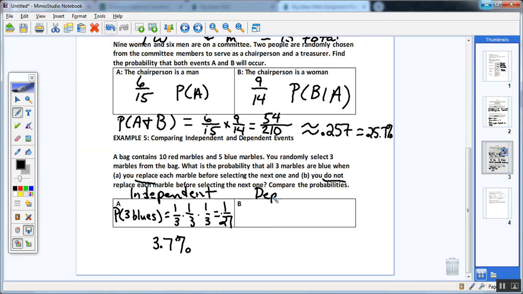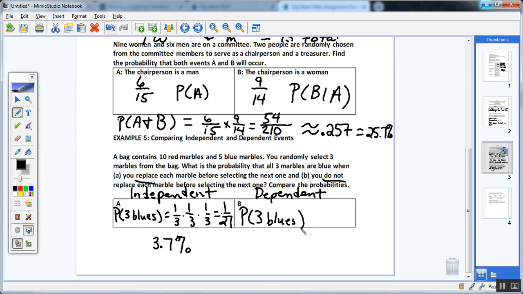It's dependent, okay? The probability of the next draw depends upon what's already happened. So let's go. Probability of 3 blues given no replacement. Here we go. Guys, to start, how many marbles are in the bag? 15. Of those 15 to start with, how many are blue? So I've got a 5 and 15 chance to start with, don't I?